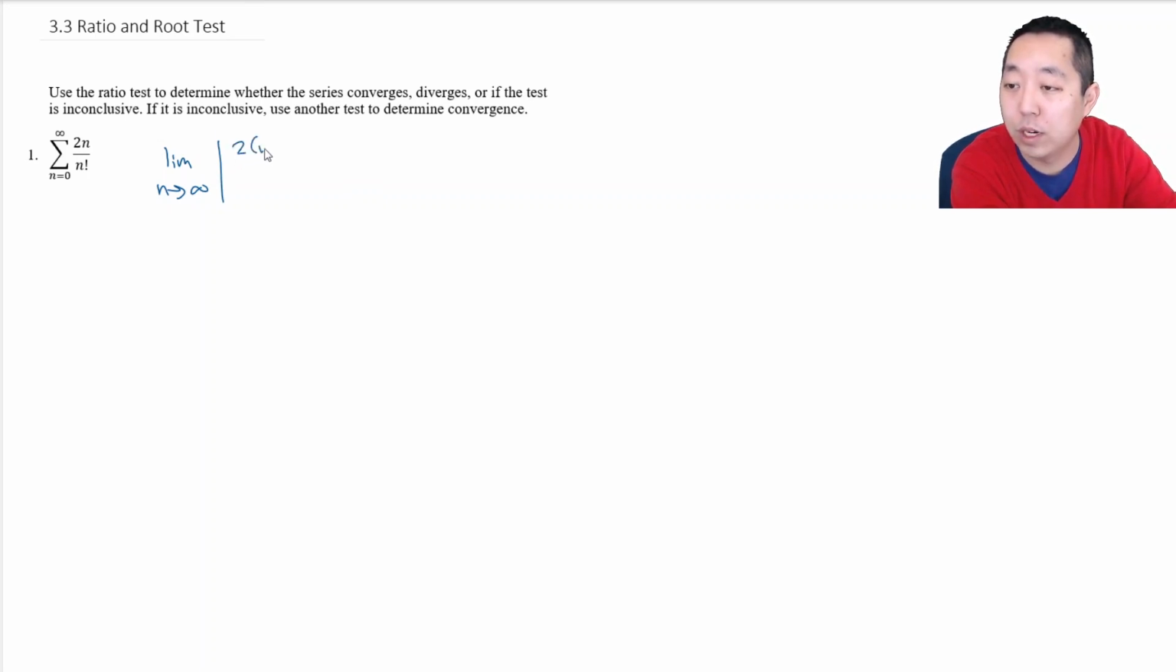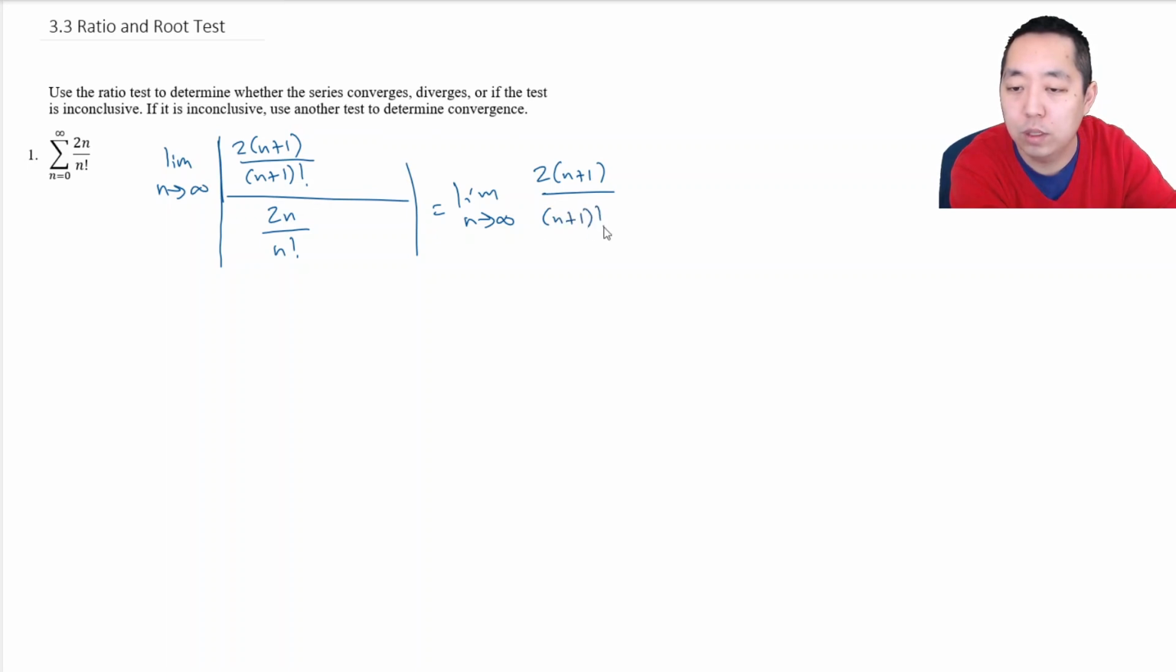It's 2 over n plus 1, 2 over n plus 1 factorial, all divided by the nth term, like this. Now, these are always positive numbers, so I can get rid of the absolute value signs. So this is going to be 2n plus 1 over n plus 1 factorial. Dividing my fraction, I multiply by the reciprocal, so it's n factorial over 2n. And you want to do some cancellation now.